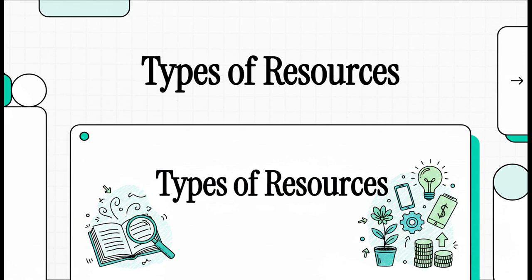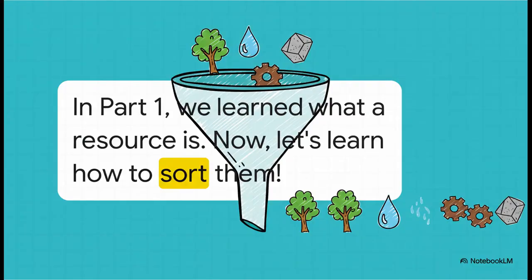Today we're taking the next logical step. All right, so we know a resource is basically anything that has some use or value to us. But think about that for a second. That covers so much stuff, right? From the water we drink to the computer you're watching this on. It's a huge list. So how in the world do we organize all of it? Well, that's exactly what we're going to do today. We're going to learn how to sort them all out.